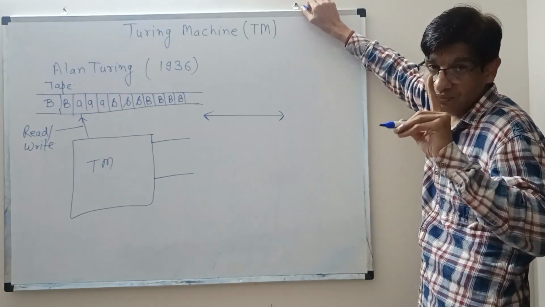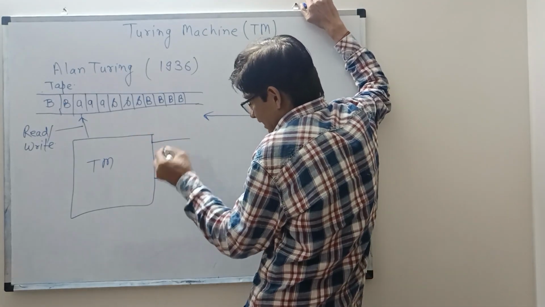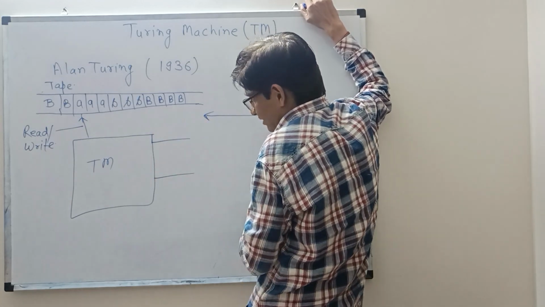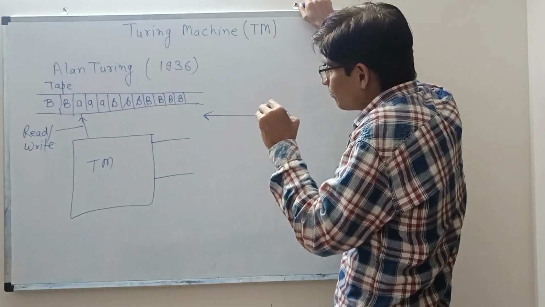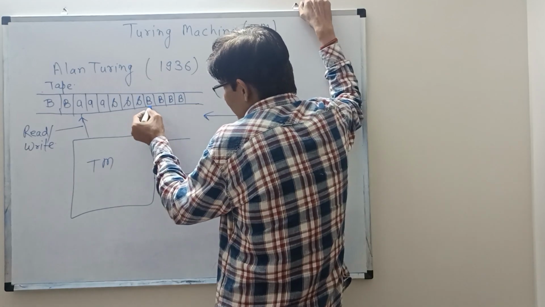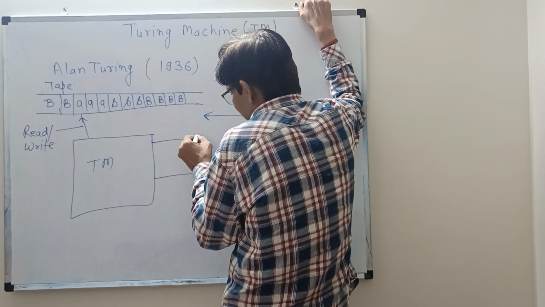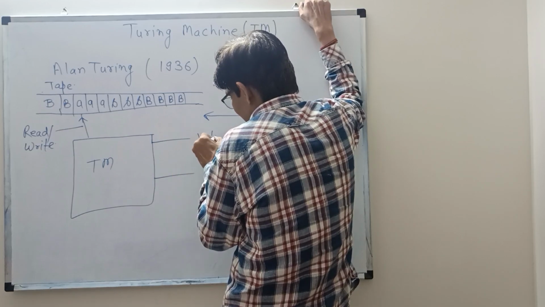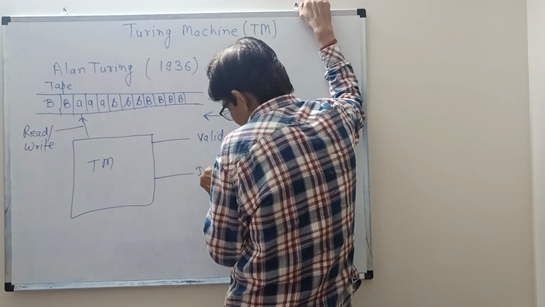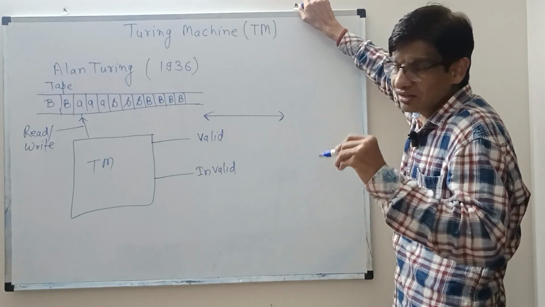After reading one symbol from the input, Turing machine changes its state and also moves in the right direction or left direction. And after reading the complete input, it reads a blank. And after reading the complete input, if it is in the final state, then this particular string is considered a valid string. Otherwise it is considered an invalid string. So this is how Turing machine works.